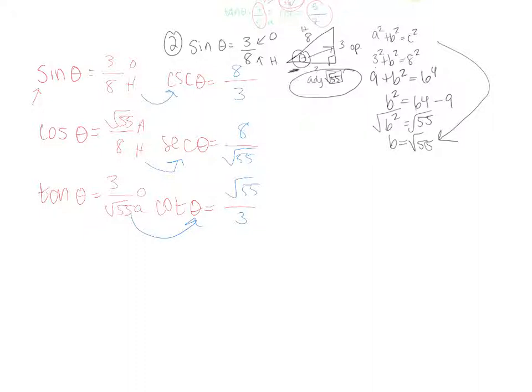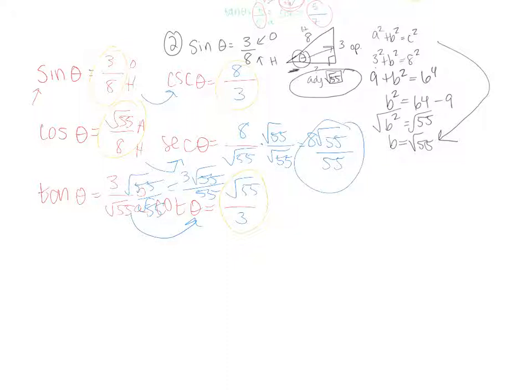Now I need to simplify. So the only two that you have to simplify once you set all these up are secant and tan. For secant, you need to rationalize, and you should get 8 root 55 over 55. And then tan, when we simplify, we get 3 root 55 over 55.